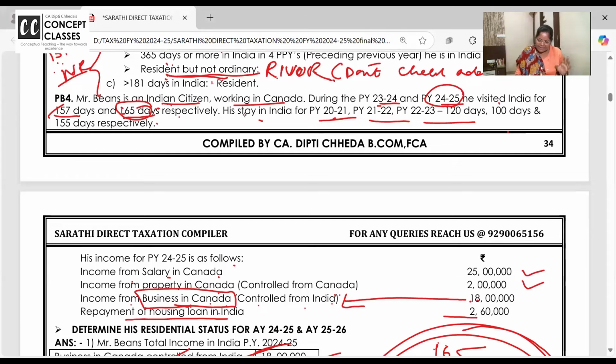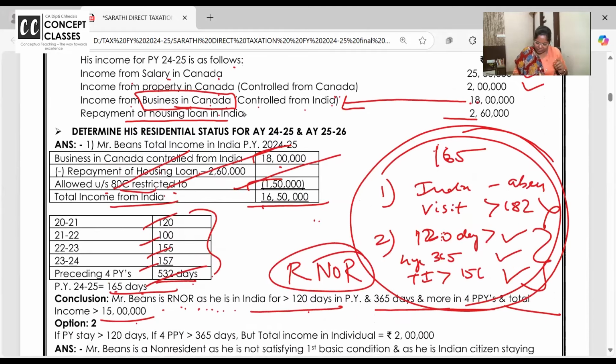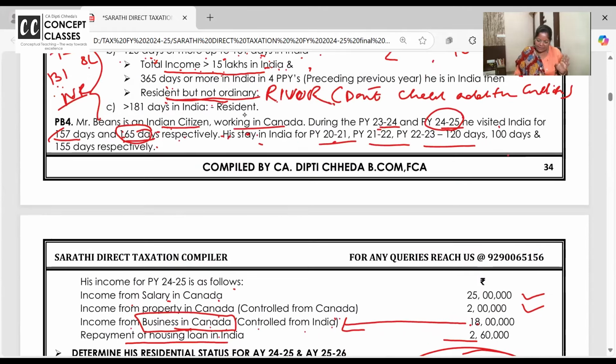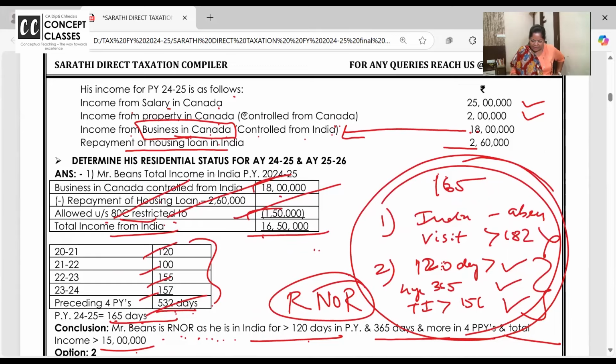Mr. Bean is an Indian citizen working in Canada. In 24-25, he was in India for 165 days. But in the preceding 4 years, 2020-21, 21-22, 22-23, 23-24, why does the question give so much detail, three years here, one year there? This is the only way you should understand it. So in all the 4 years he was in India for 535 days.